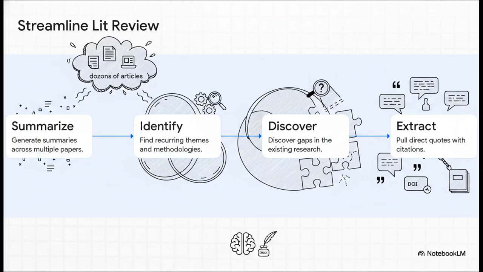You can upload dozens of articles and just tell it to do the heavy lifting. Ask it to generate summaries across all of them, or have it identify the recurring themes, and even better, the conflicting methodologies. It can help you pinpoint those crucial gaps in the research for your own work to fill. And this is huge. It will pull direct quotes with citations that link you right back to the original text.